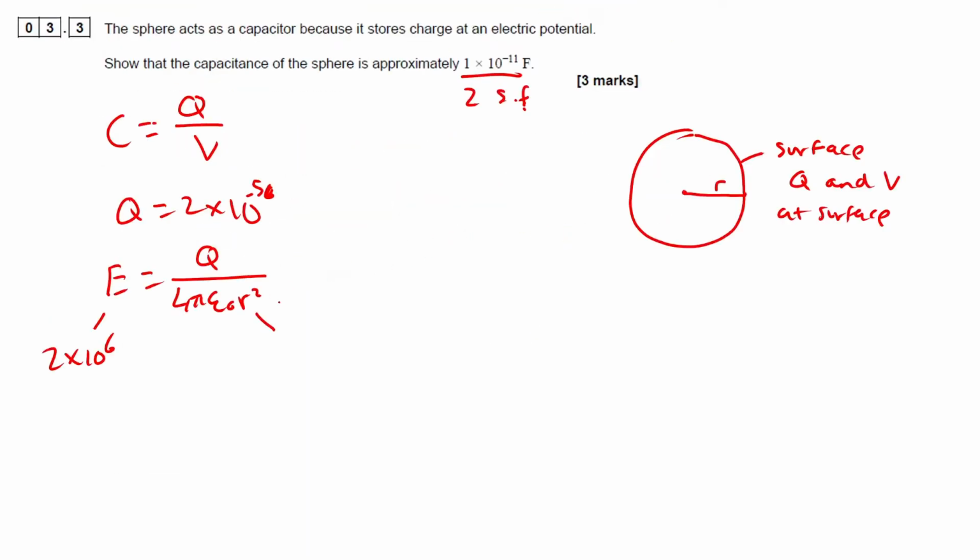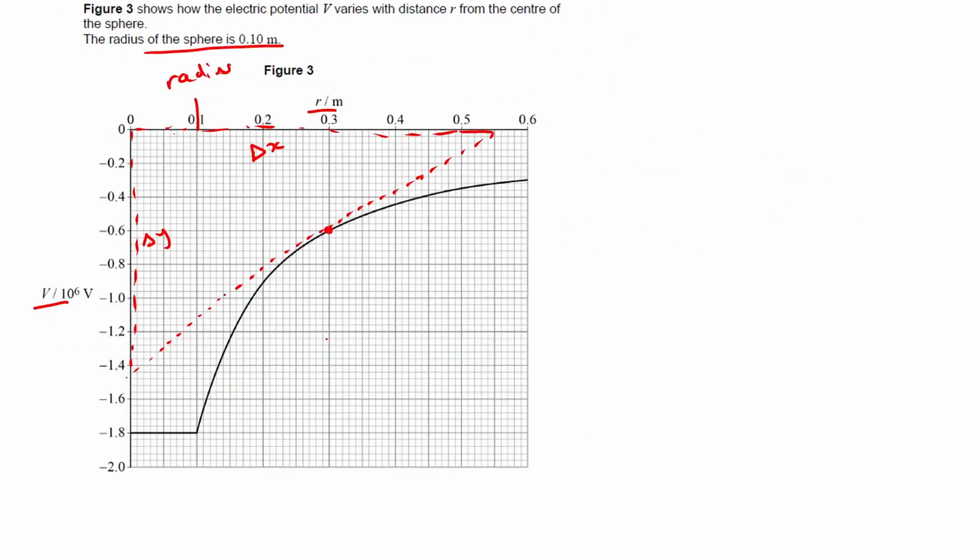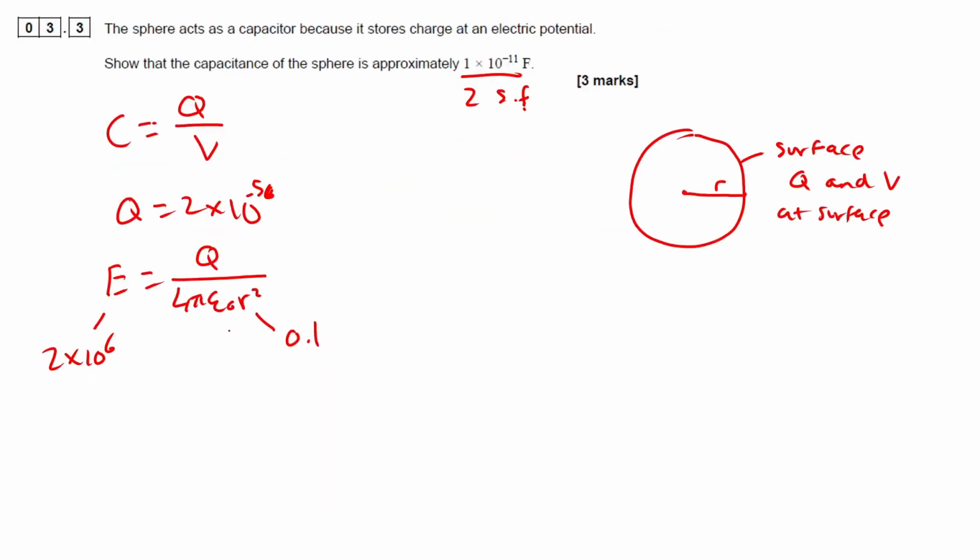So I just need to use 0.1 meters there, and if I rearrange this to get Q, E times 4 pi E naught R squared, I could get the charge, which is equal to that number that I wrote here. Okay, so 2 times 10 to the minus 5 coulombs. So we have the charge, and now we just need the potential at the surface.